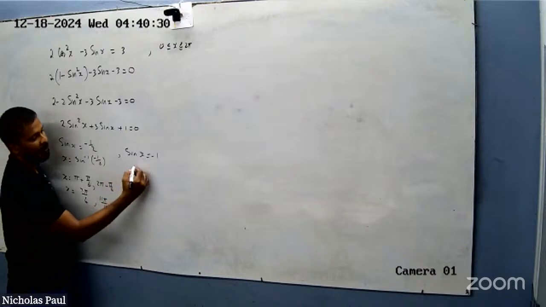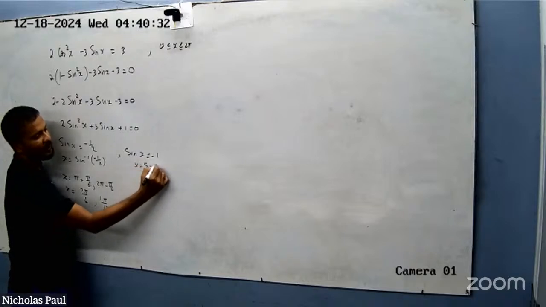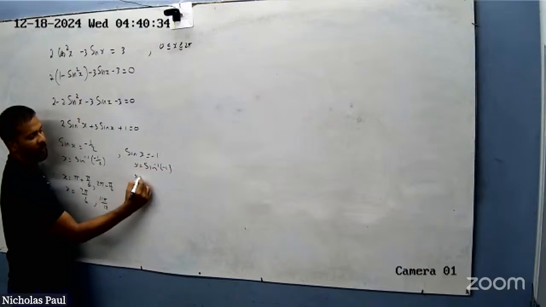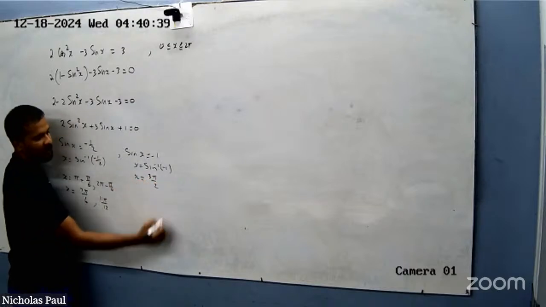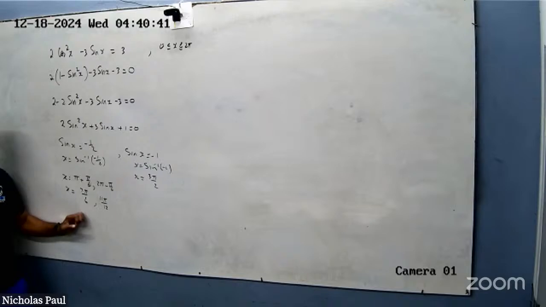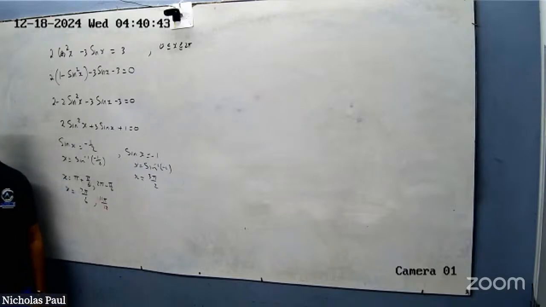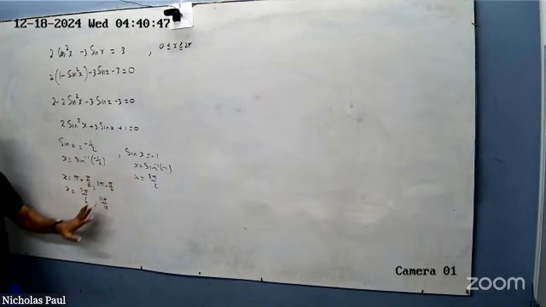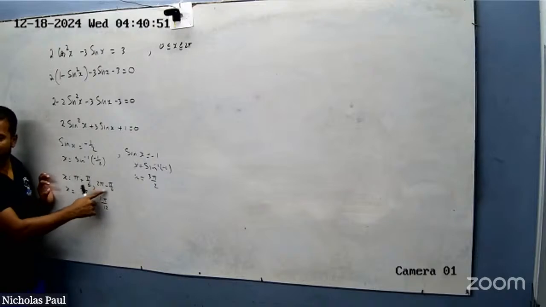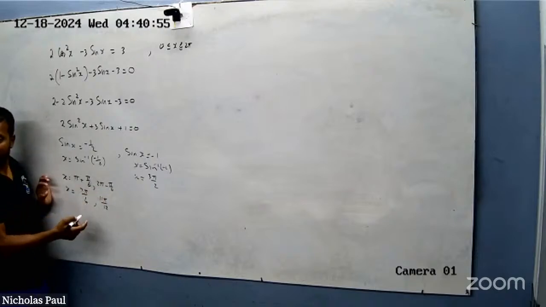And here, x is equal to sine inverse minus 1, right? It's only minus 1 at one value, that's 3 pi on 2. So you have 1, 2, 3 answers. Okay? What is 2 pi minus pi on 6?